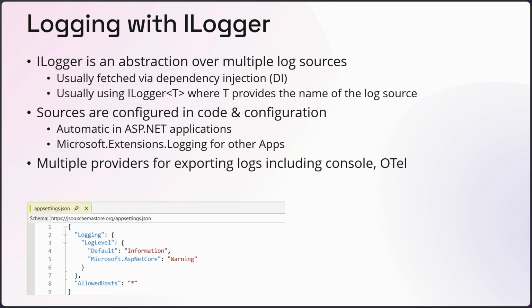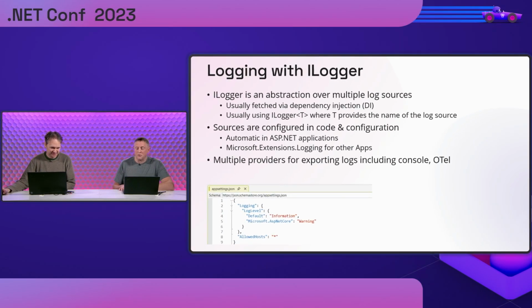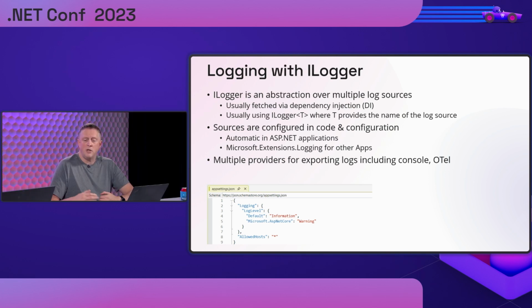So the sources are the components that are actually going to send log messages, and the providers are the components that will receive those. Examples of providers are the console output, which you'll typically see when you're running an ASP.NET application, OpenTelemetry, of course. If you're running on Windows Server, you can send it to the Windows event log. If you're debugging, Visual Studio will hook that into the debug output window. And then through config, you can say which sources you want to go to which provider and at which log levels.